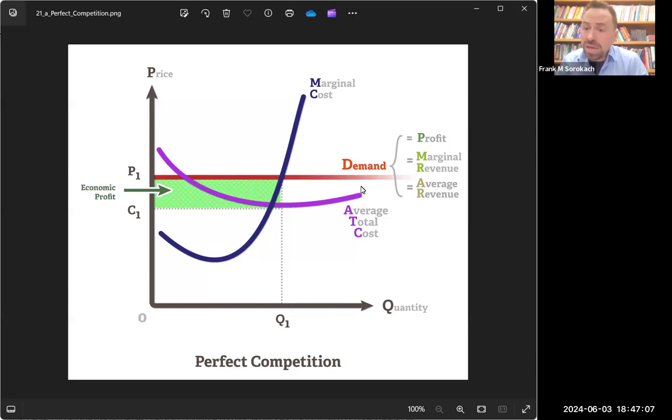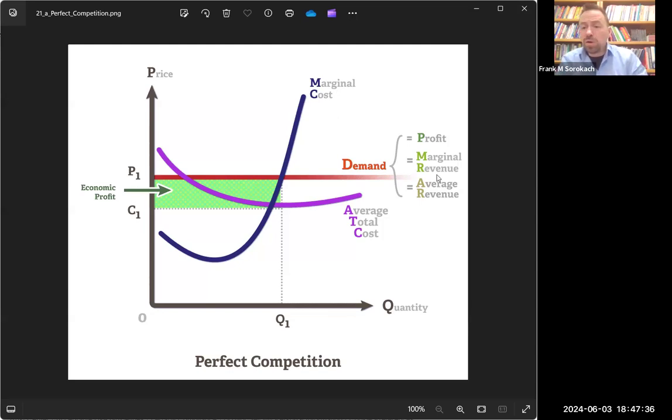At the same time, we can't charge less because that would impact our profit. And here you can see the difference between C1, which is cost, and P1, which is price. The difference between cost and price is basically your profit. So C1, cost, P1, price. And so that green area is the amount of money that an organization is making.